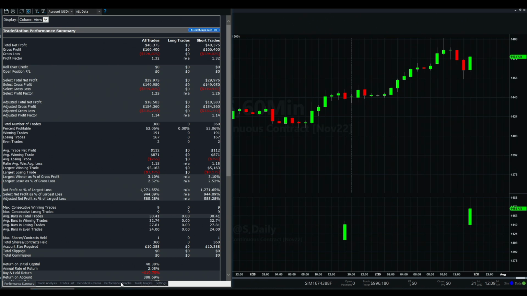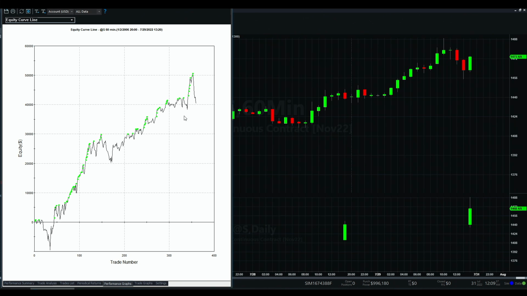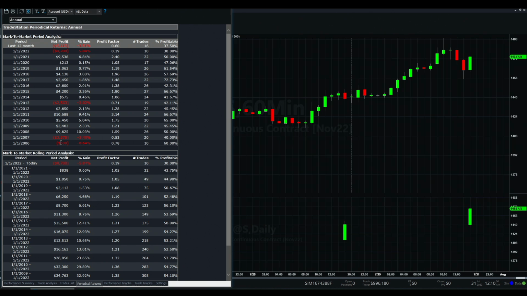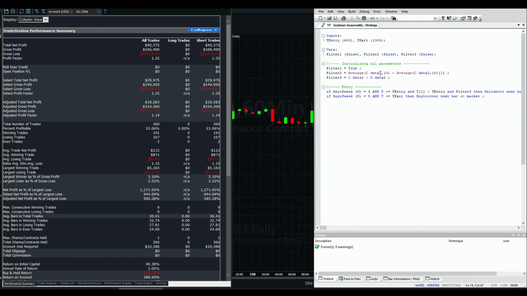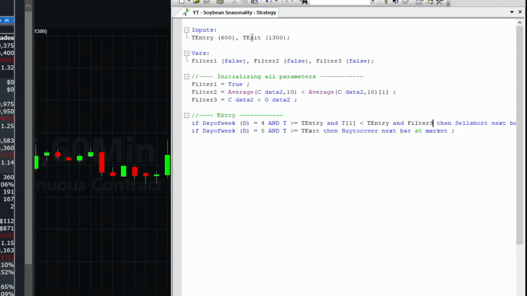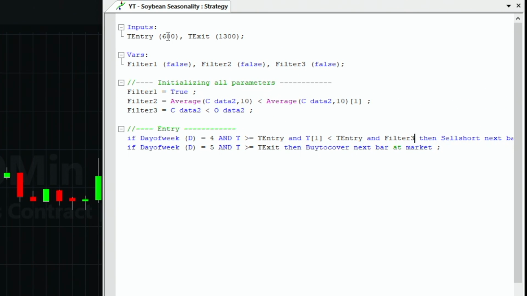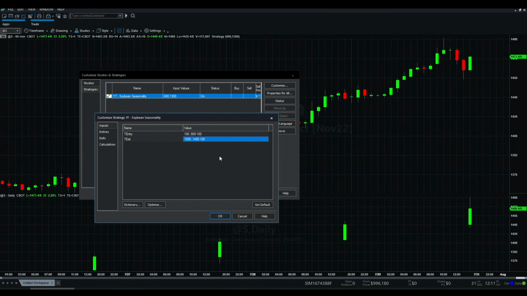If we look at the performance graph, again, it's a much better graph right now. We still have this drawdown, but that's not a big deal because now the equity curve looks much better. And of course, we can see the enhancement in the periodical returns. So good, we will fix this as number 3. Now I can optimize these numbers. Right now we're entering at 6 and exiting at 1300, so we will optimize the entry and the exit.